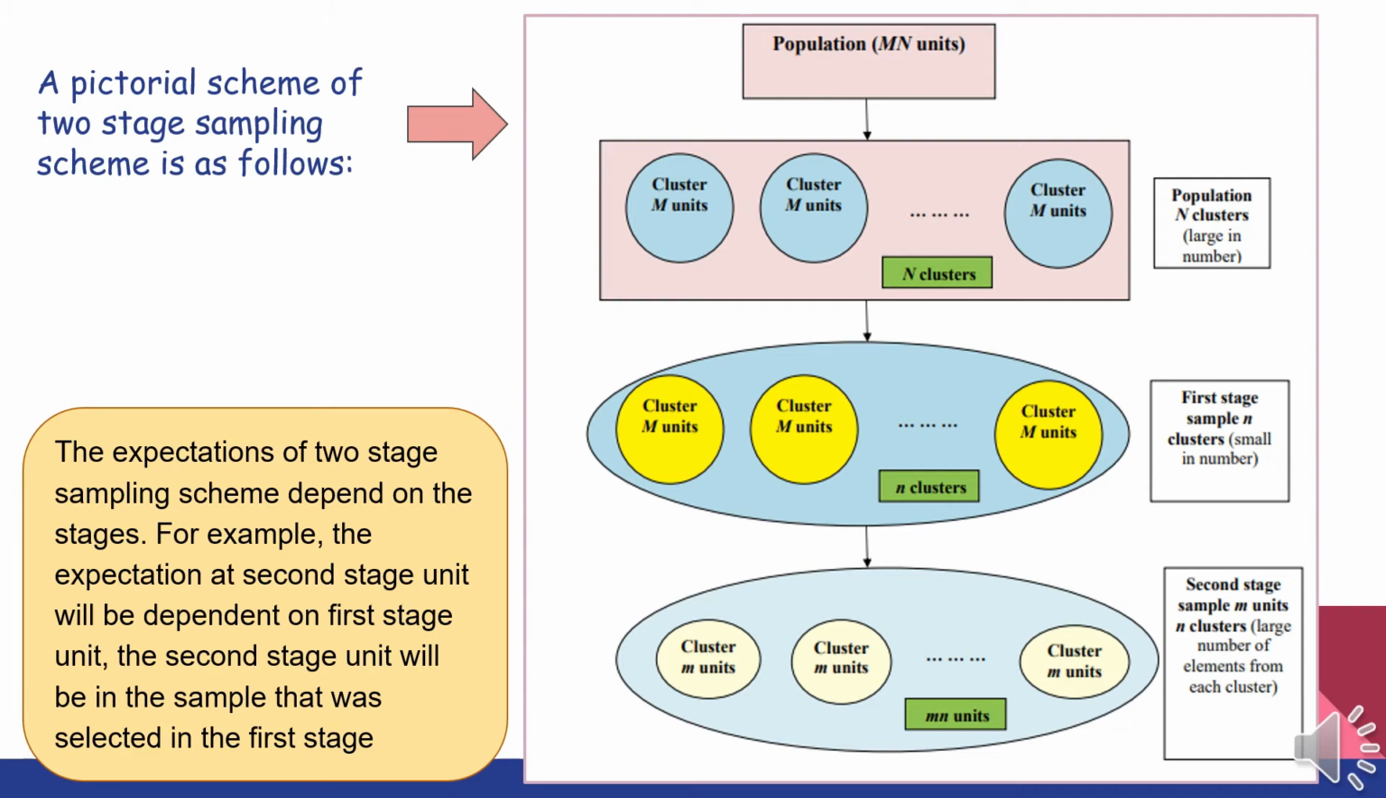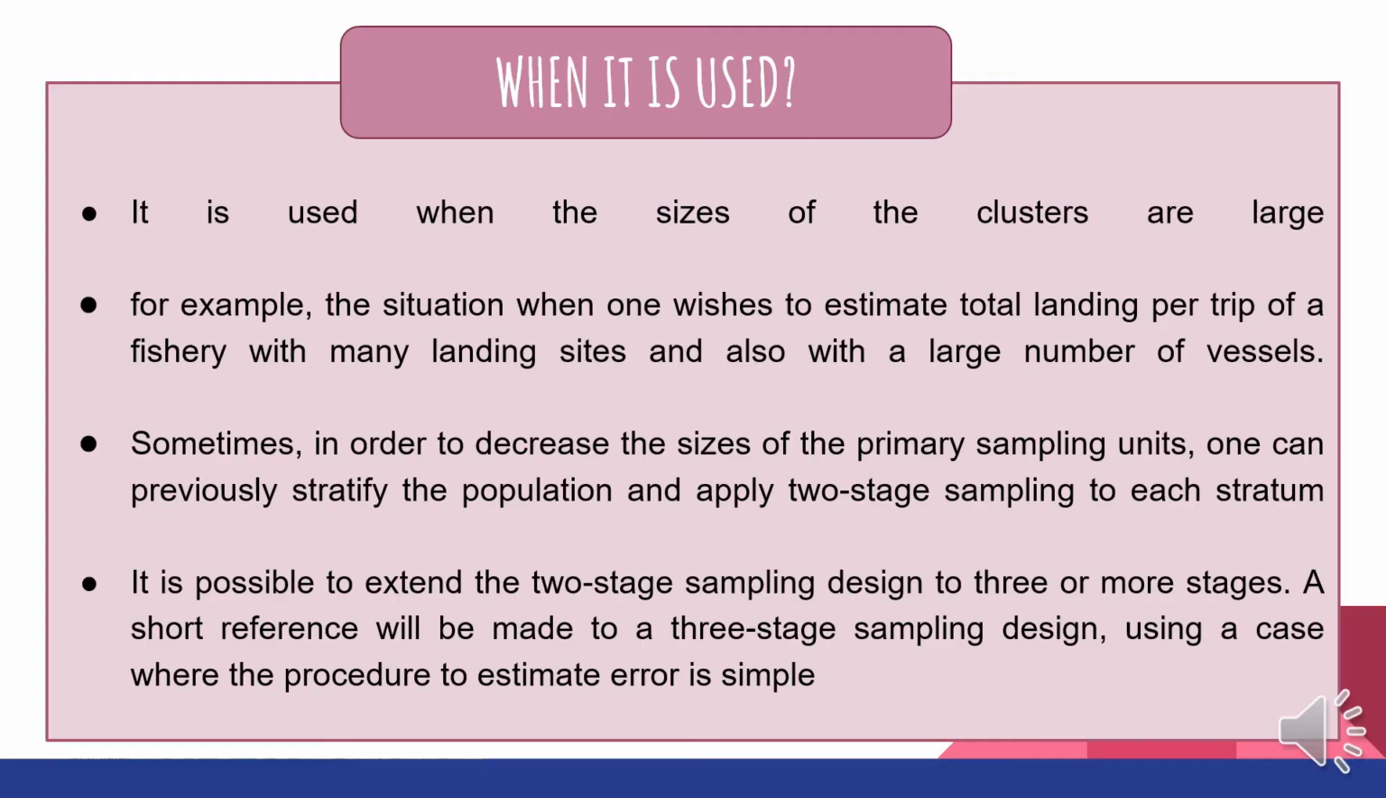Note, the expectations under a two-stage sampling scheme depend on the stage. For example, the expectation at the second stage unit will be dependent on the first stage unit, in the sense that a second stage unit will be in the sample provided it was selected in the first stage.